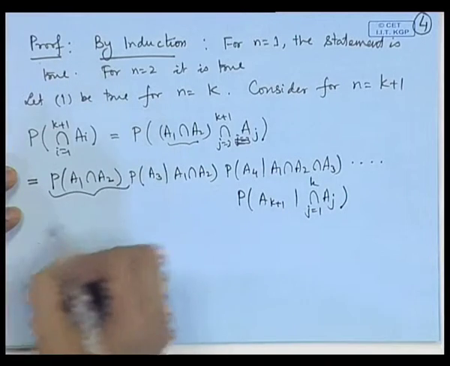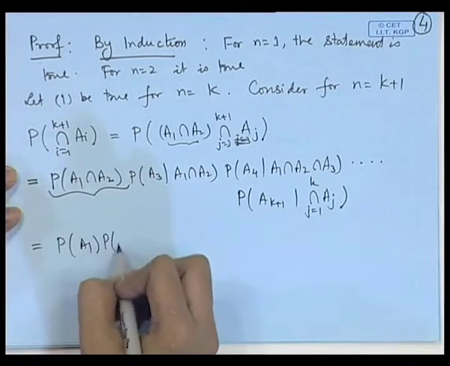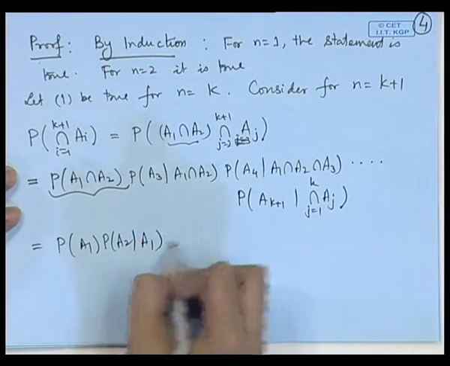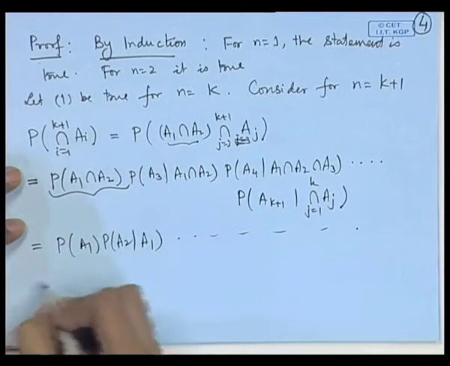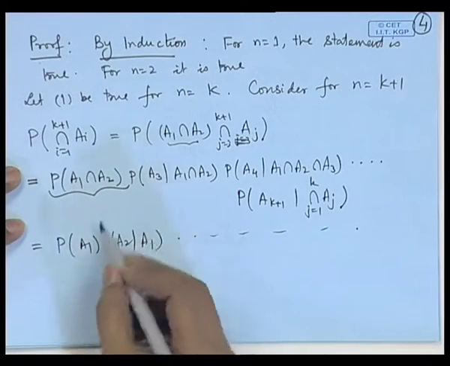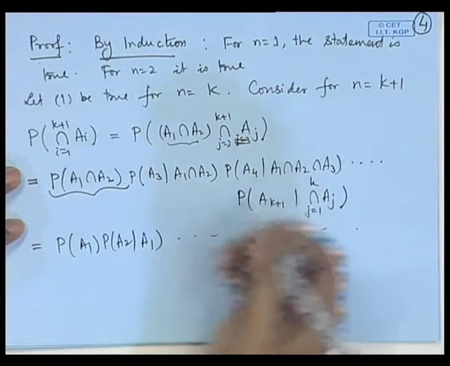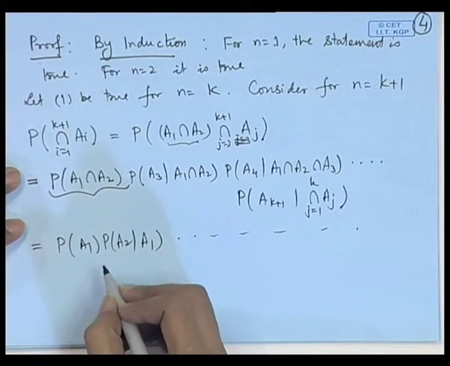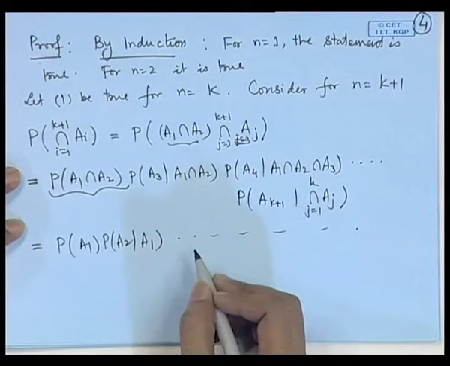And now, the first term we can express as probability of A 1 into probability of A 2 given A 1, and all the remaining terms will be there. Hence, the statement 1 is true for n equal to k plus 1 also, and therefore, by the principle of mathematical induction, the general multiplication rule is true.